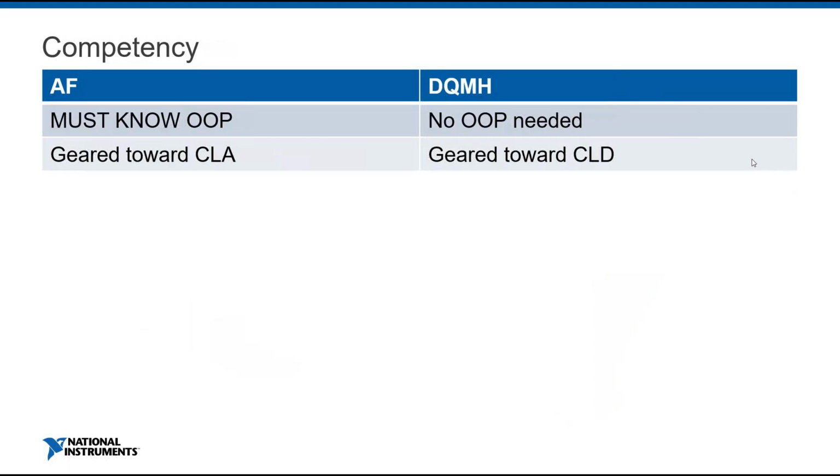Competency-wise, right? Actor Framework, you pretty much have to know OOP and be comfortable with inheritance, geared towards CLA or high-level CLD people. DQMH, out of the box, no OOP needed, geared more towards CLD people. You can gain a lot of the advantages of Actor Framework by adding OOP to the DQMH, right? But then you're upping the complexity again.